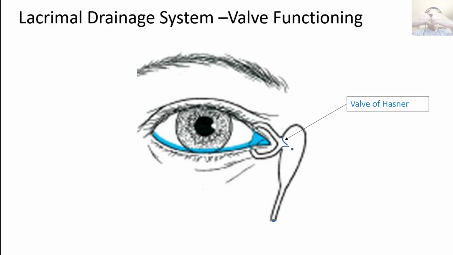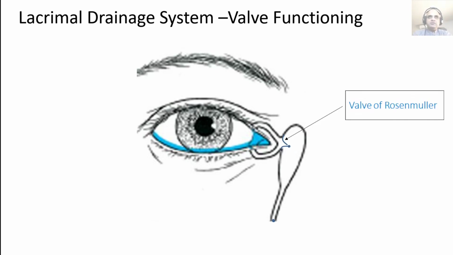The leaves are designed in a way so that if there is back pressure, under normal circumstances, we're not talking about a pathology where there's an obstruction or something, if there is a little bit of back pressure, these valves close so that fluid does not travel in the backwards direction from the sac into the nose. So this is how this valve, together with the valve of Hassner, prevents flow of fluid in the opposite direction from the nose into the eye.